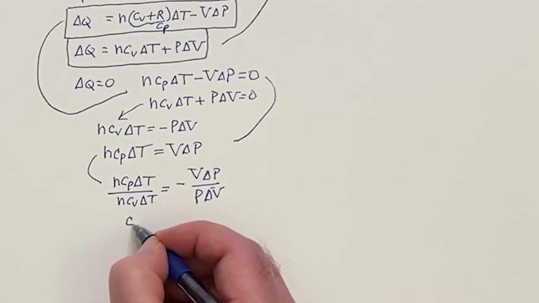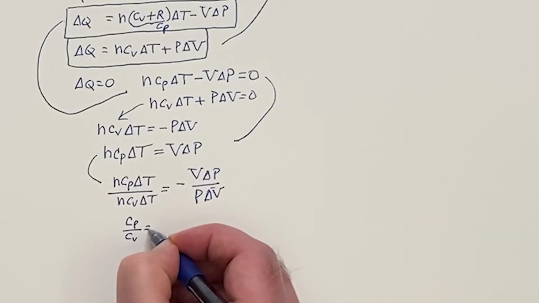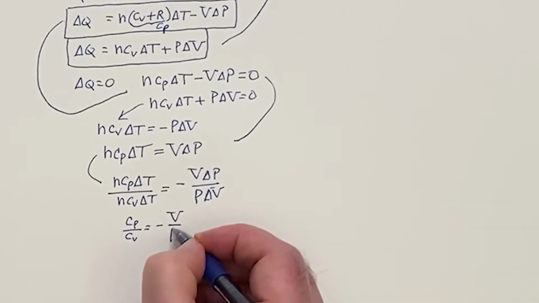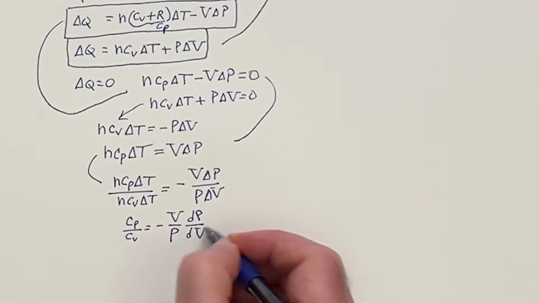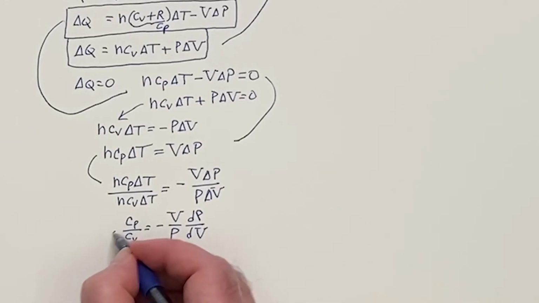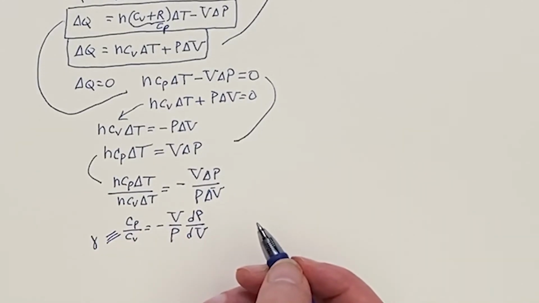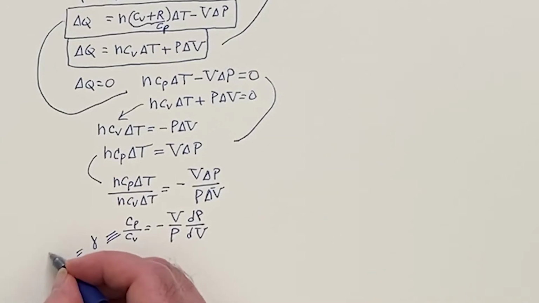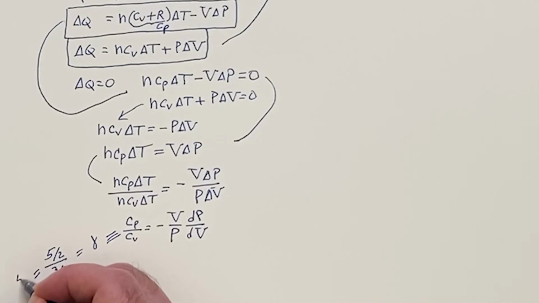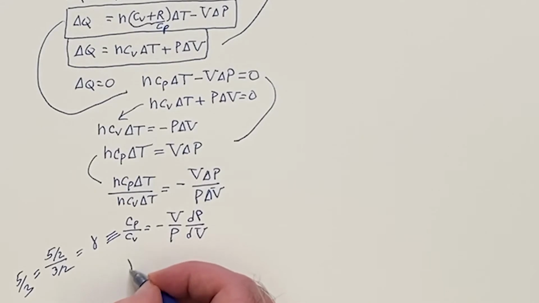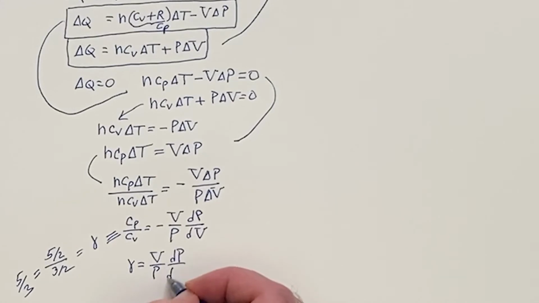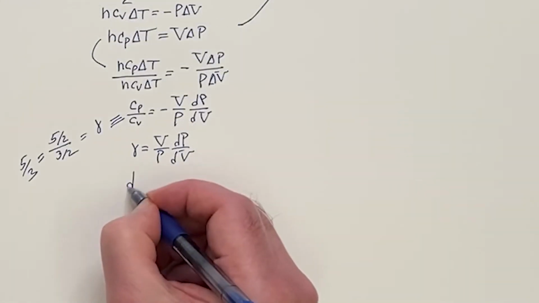And that leads to CP over CV is minus V over P, dP dV. Now let's let this be, by definition, gamma, which will actually, for the ideal gas, be 5 halves over 3 halves, which is 5/3, but let's just keep it as gamma. Then we have gamma equals minus V over P dP dV. And then we do a calculus.